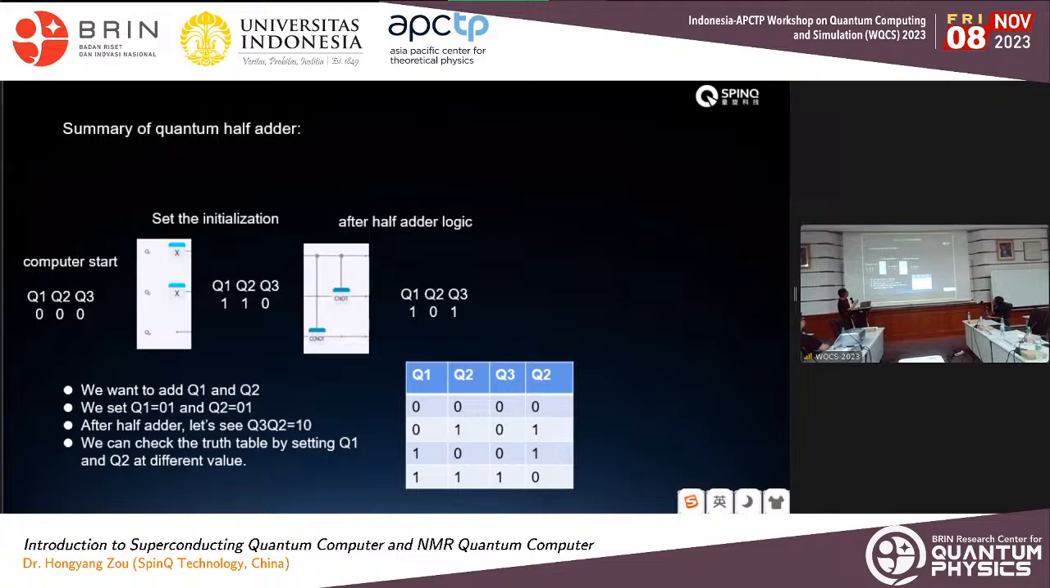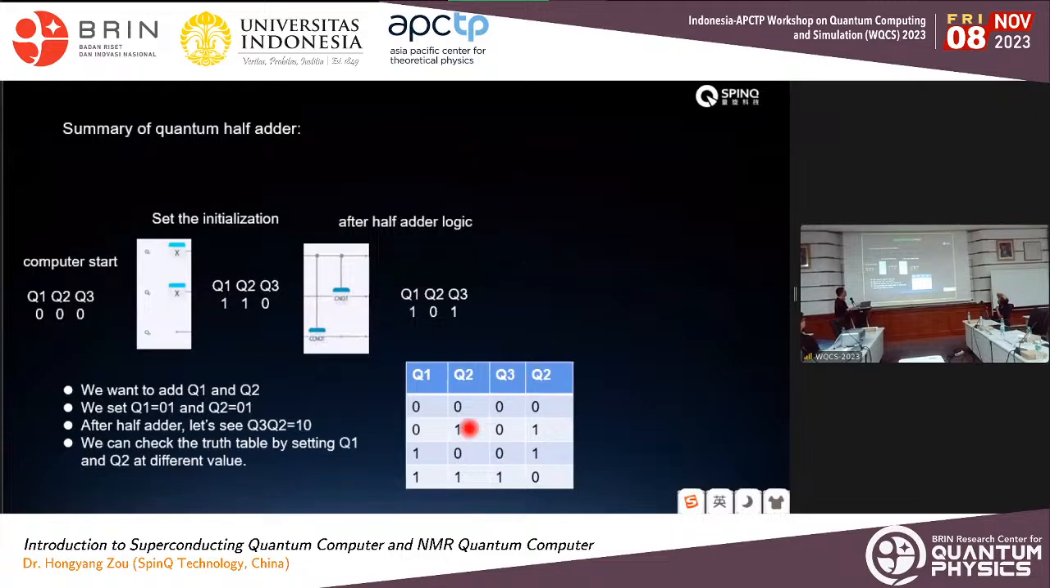Initially, it's all 0. And then beside the initialization, because here we would like to show you 1 plus 1, I set Q1 and Q2 both of them at 0, 1. And then the result will be shown on Q3 and Q2. Then we save a qubit, right? Otherwise, I don't have enough qubits to do the addition. And then after this, the half-adder logic is complete here.